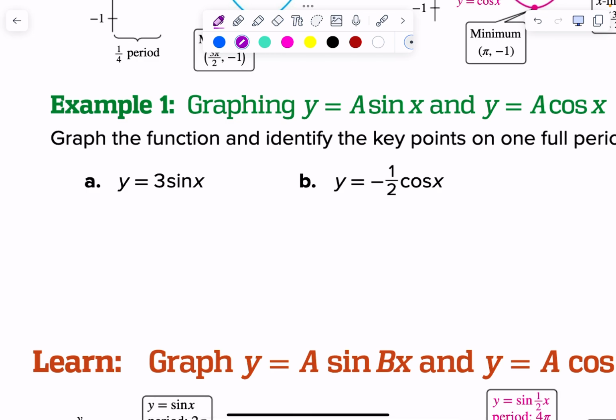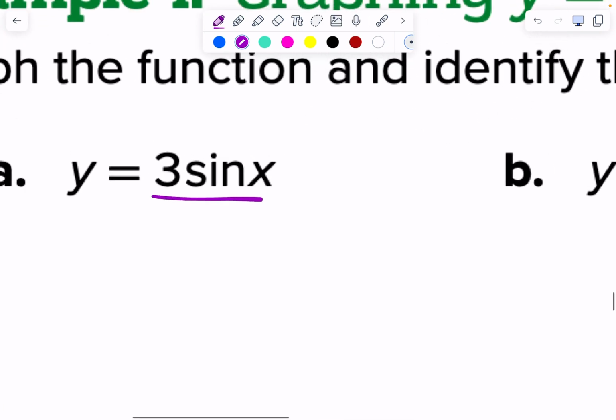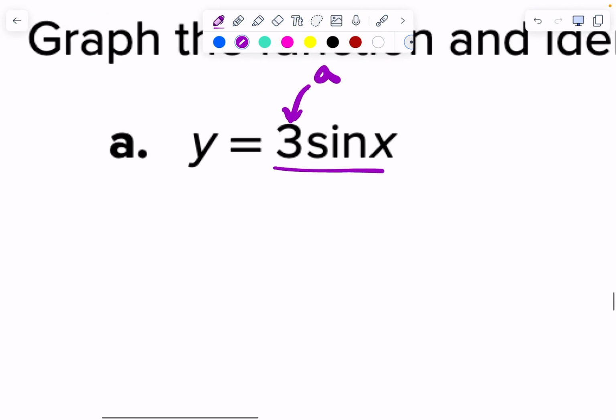Example 1. We're going to graph. Okay, here is this guy. He is very short. Normally it was sine of x, but this number is my A value. This is the value of A, which means my amplitude is 3. The amplitude is 3. We're going to graph what that looks like here in just a second.